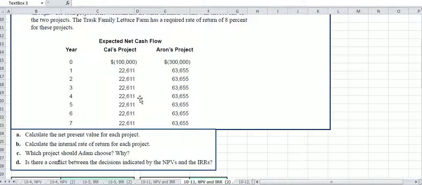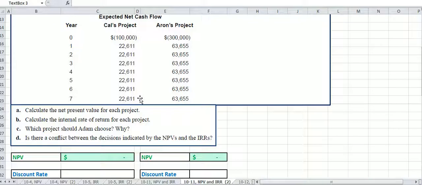Then we need to calculate the net present value for each project, the internal rate of return for each project, and then decide which project we should choose and why. And then we need to answer the question, is there a conflict between the decisions indicated by the net present values and the internal rates of return?